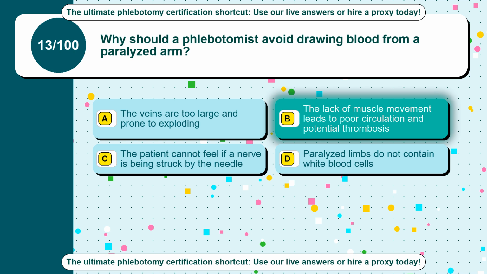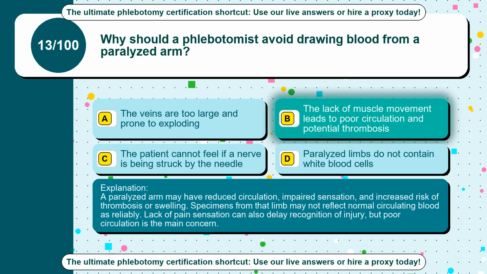The lack of muscle movement leads to poor circulation and potential thrombosis. A paralyzed arm may have reduced circulation, impaired sensation, and increased risk of thrombosis or swelling. Specimens from that limb may not reflect normal circulating blood as reliably. Lack of pain sensation can also delay recognition of injury, but poor circulation is the main concern.